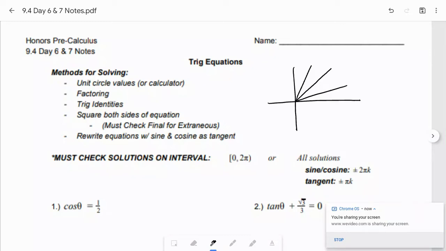Hi guys, we are on 9.4, day 6 and 7 notes. We are going to start solving our trig equations. So a few different methods for solving. We want to use our unit circle or our calculator.